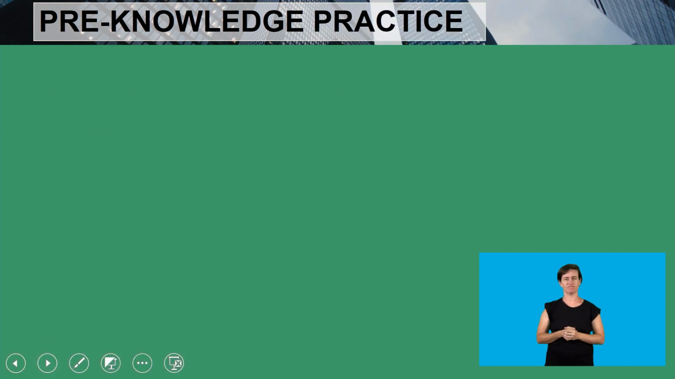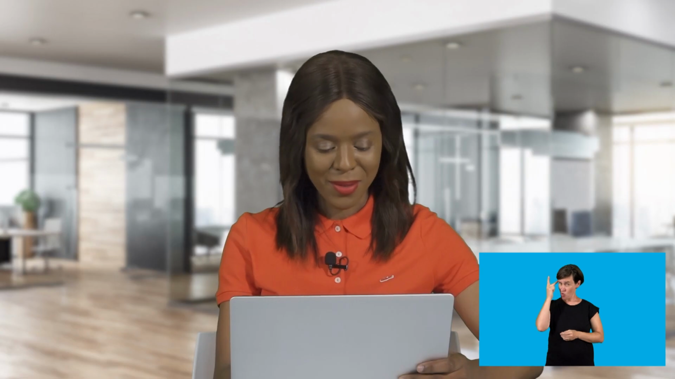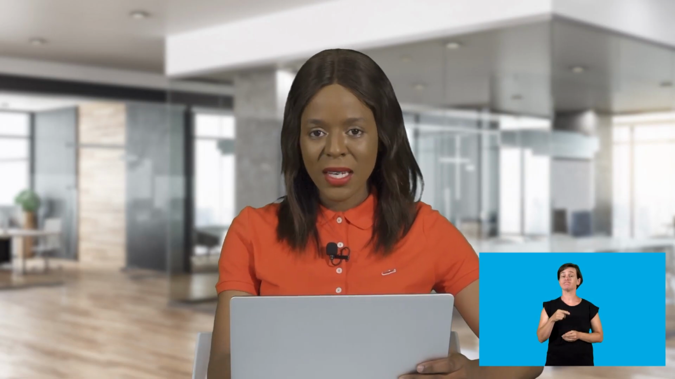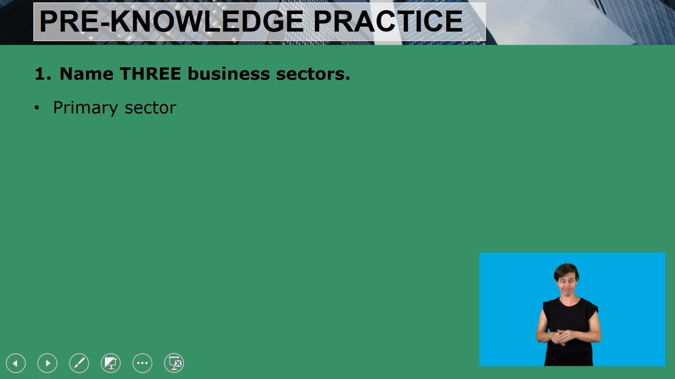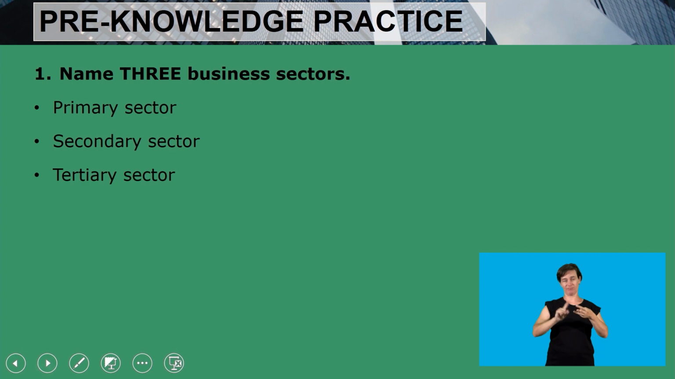Now, let us look at our pre-knowledge practice. Now we are putting your pre-knowledge into practice. We are testing you. Name 3 business sectors. It's just a recap. We have our primary sector, we have our secondary sector, and lastly, we have our tertiary sector.